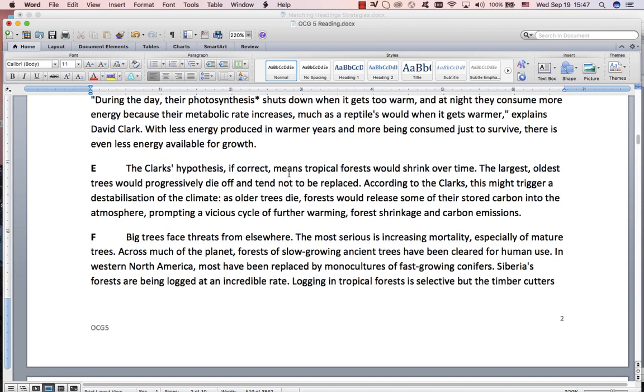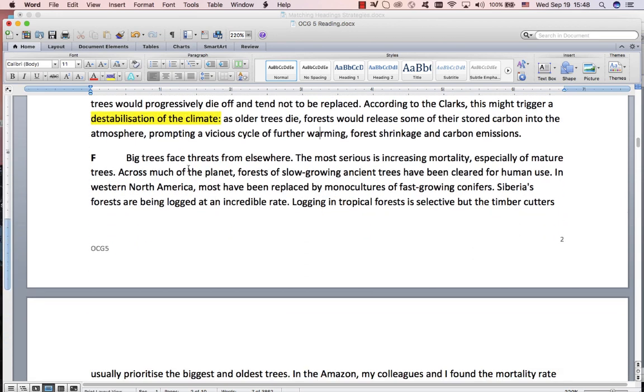The Clarks means tropical forests would shrink over time. The largest, do you see anything? Notice these, this is kind of structural language, a colon. So you want to attach destabilization of the climate. But again, nothing. My skimming doesn't produce anything. Big trees face threats from elsewhere, the most serious.